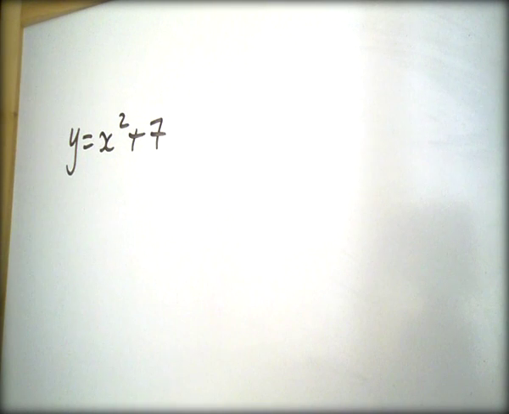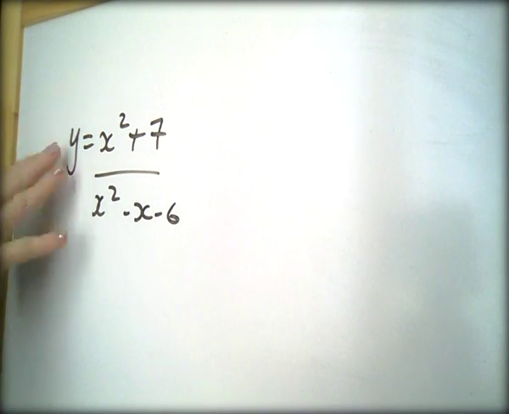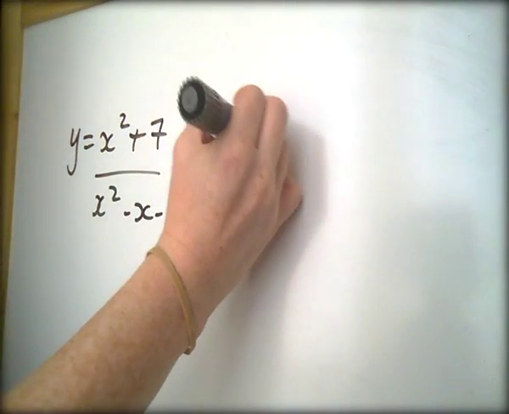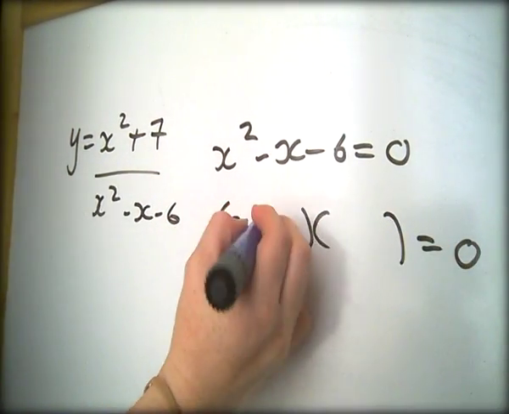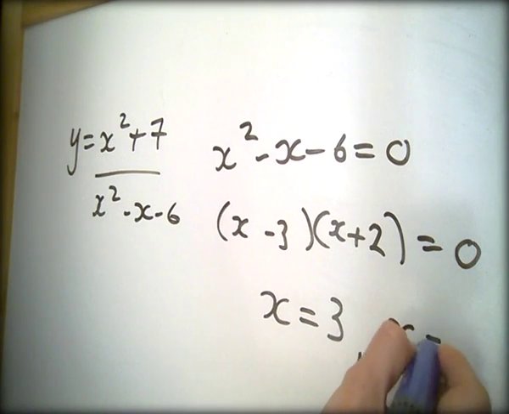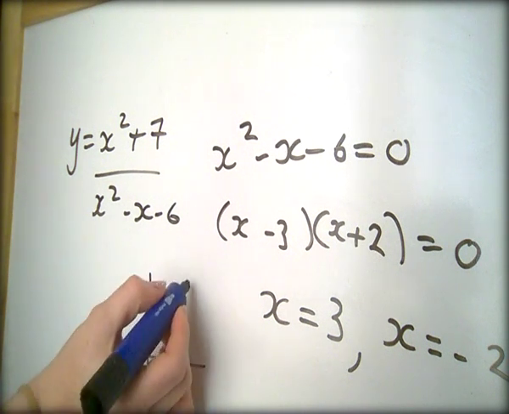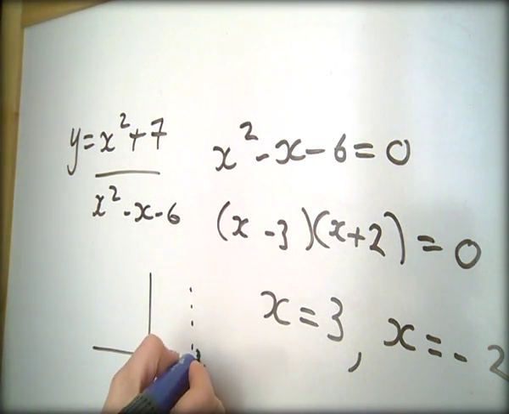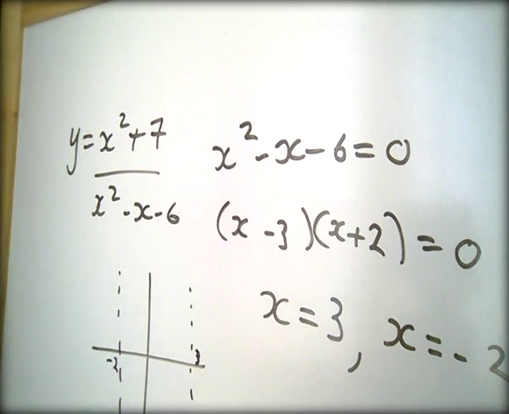To find the vertical asymptotes of this graph, so when is y undefined? When the denominator equals 0. So for what values of x does this equal 0? So if we factorise, we'd get x minus 3, x plus 2, giving me x equals 3 and x equals minus 2. Okay, now we're not doing the full sketching process now, but when it comes to it, at that stage you can mark on your vertical asymptotes with your dotted lines and then go from there with the rest of the process.